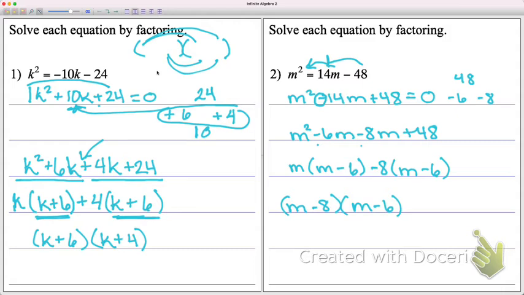Okay, this C is a positive, yes. Remember this is A times C, yes. So it's fine. So 1 times 48 is positive, so that means they're going to add, and they're going to be the sign of the middle one. So the middle one's negative, so they're both going to be negative.